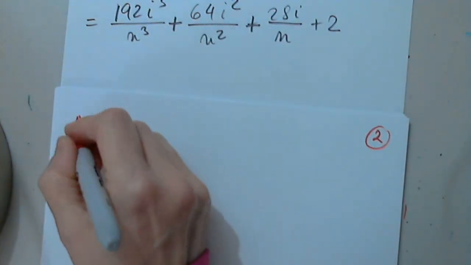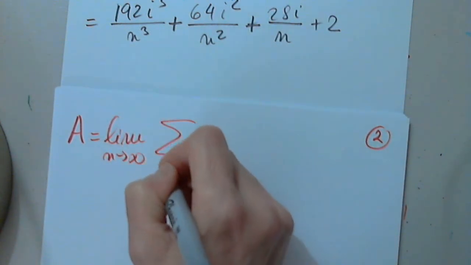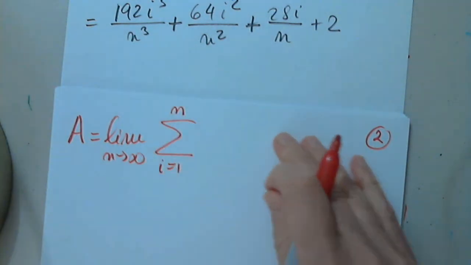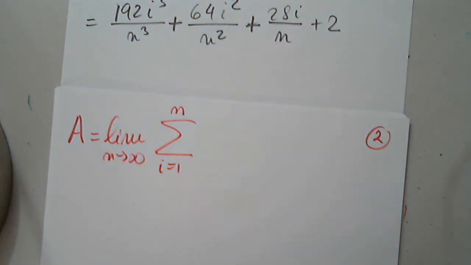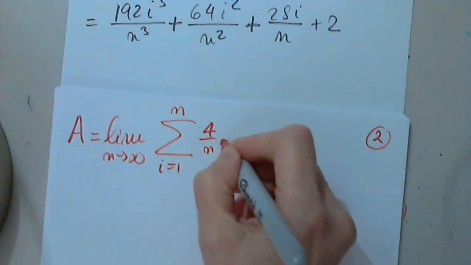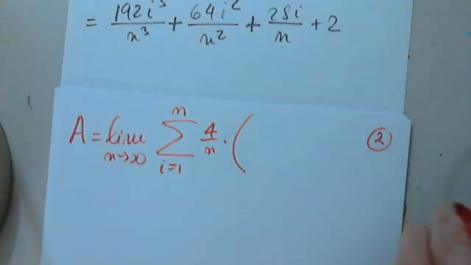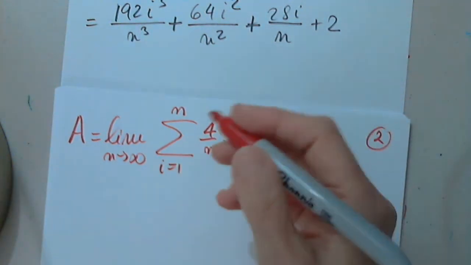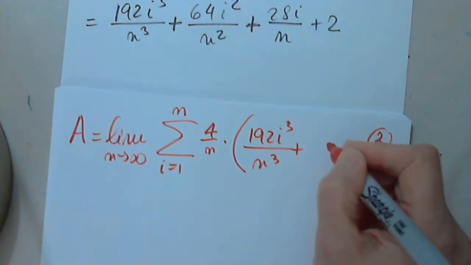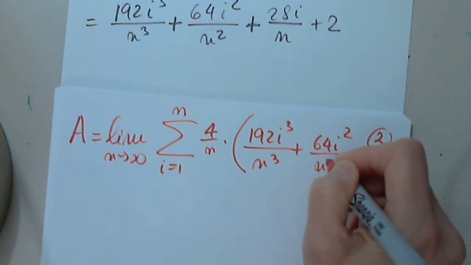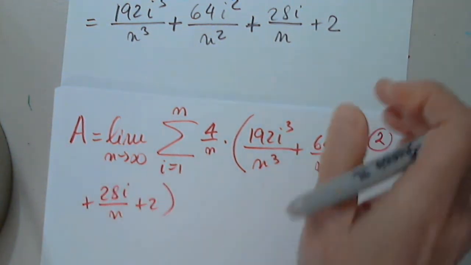Okay, only now I can write the area is exact. Limit as n approaches infinity from the sum from i equals 1 through n. This is the sum of all areas of all rectangles, base times height plus base times height, etc. So I have 4 over n, which is delta x, and then I have all this ugly thing. Well, it's not ugly, but you know what I mean. A lot of writing. That's what I meant. Plus 64i squared over n squared plus 28i over n and plus 2.